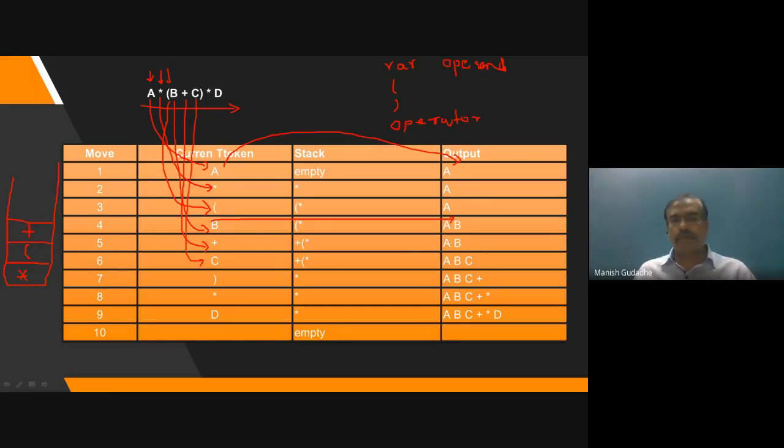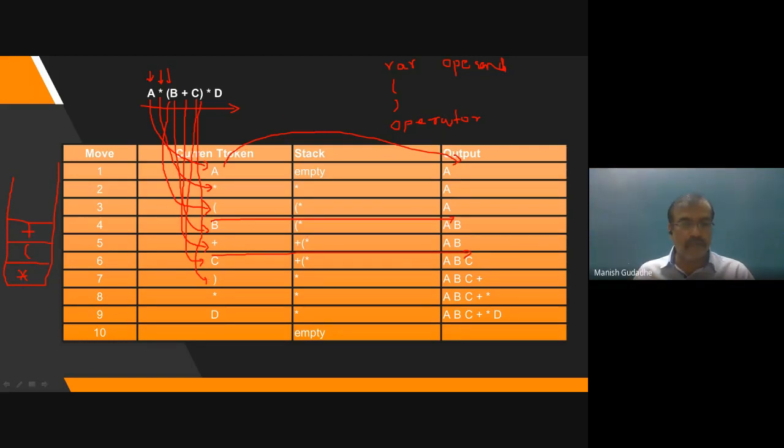Then we encounter C. C will be put into the postfix output. So now at this moment we have three elements in the stack and three elements in the output. Now the next symbol will play an important role. It is a closing brace. What will happen if you get a closing brace? Closing brace means whatever operations are there from the opening brace to the closing brace need to be performed first.